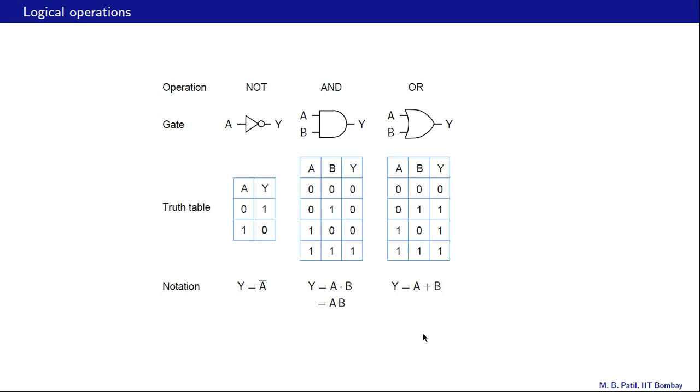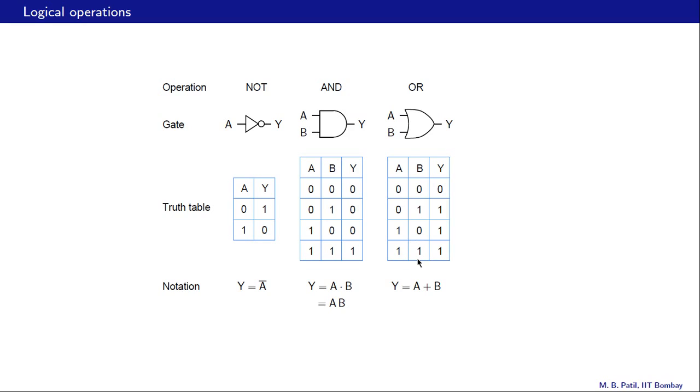Here is the OR operation, that is the symbol for the gate, and the OR gate can also have 2 or more inputs. Here is the truth table. Again we have 2 raised to 2 or 4 combinations, a equal to 0, b equal to 0, 0, 1, 1, 0 and 1, 1.